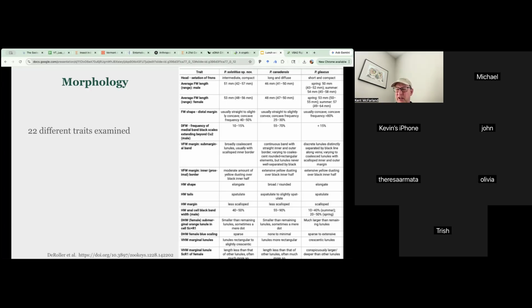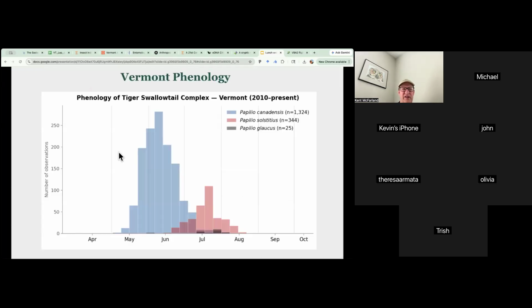And then for Glaucus, it depends if it's summer or spring. We don't really get very many spring records here at all, if any. We're talking about the summer brood for them, so it's 10 to 40%. So it's thin. That's a really good field mark. Some of these other things, like hindwing tails, I don't find any of that useful. So out of the 22 traits, I'm trying to point out things that are useful.